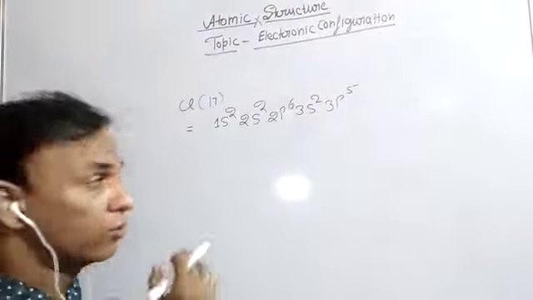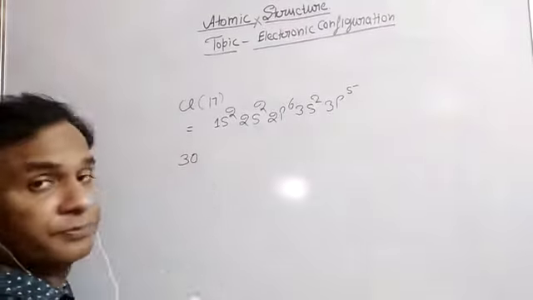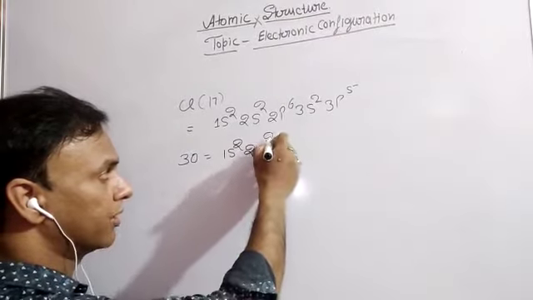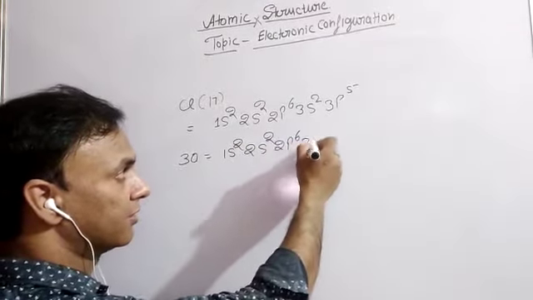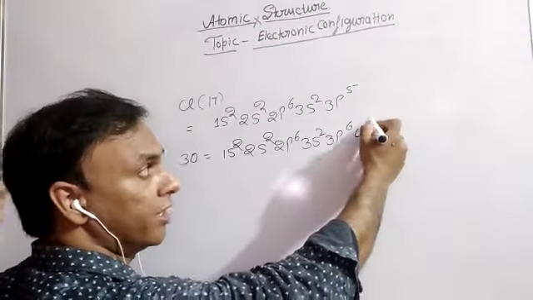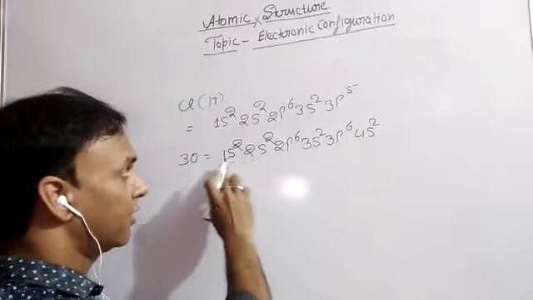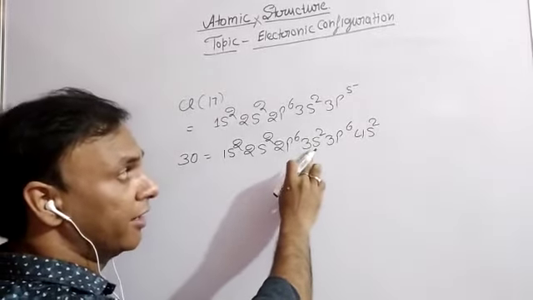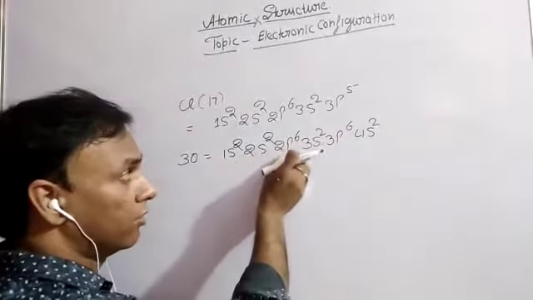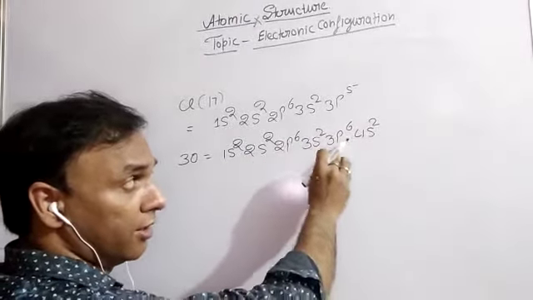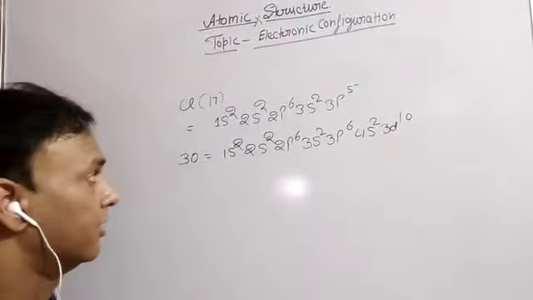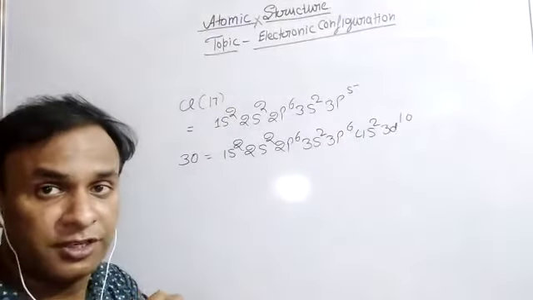This is the electronic configuration of Cl 17. When we talk about the electronic configuration of zinc, 30, the configuration is 1s2, 2s2, 2p6, 3s2, 3p6. After 3p, 4s2, and how many electrons so far? 2, 4, 6, 8, 10, 12, 18, 20. That means 10 more electrons are required. That shows 3d10. This is the electronic configuration of 30.